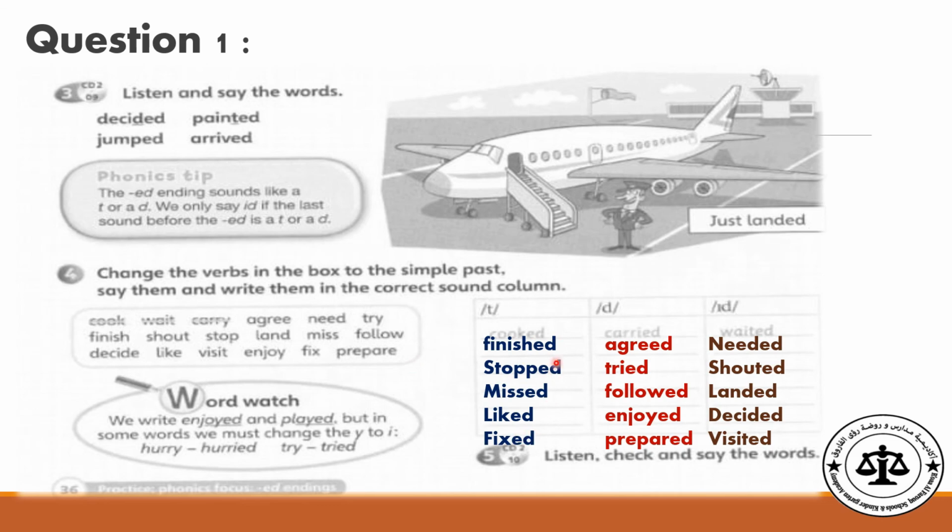Here we have the verbs with sound T, here we have the verbs with sound D, and here we have the verbs with sound ed. And notice here, if the verb ends with the letter Y, we change Y to I, then we add ed.